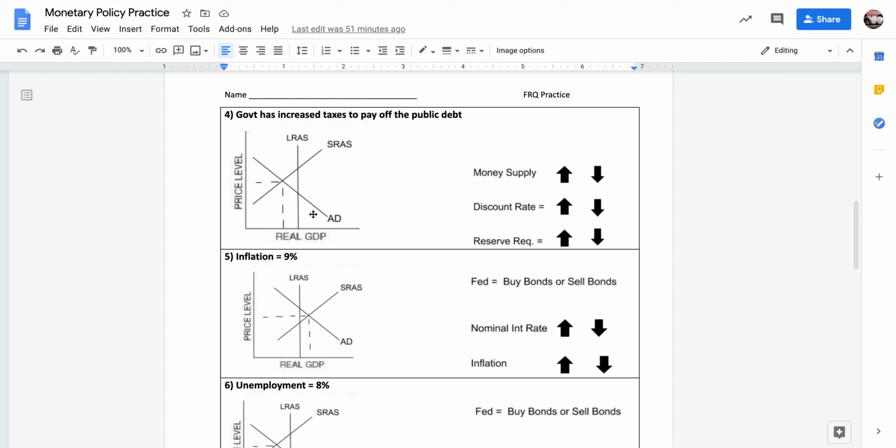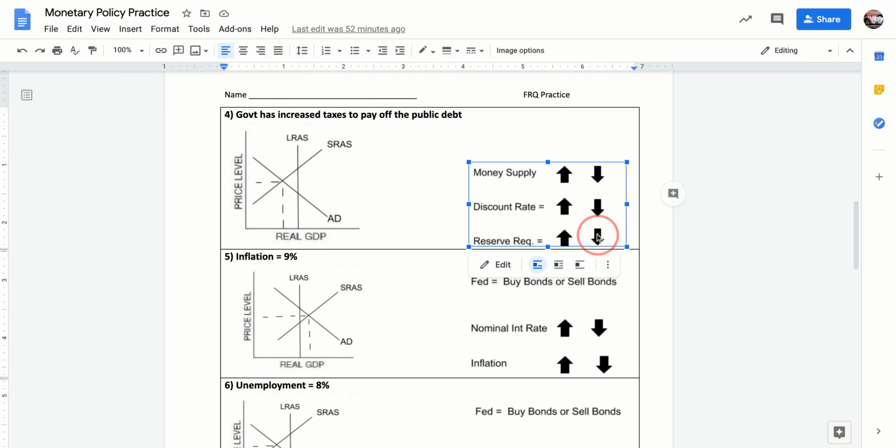Oh no. If the Fed wants to help people get out of a recession, they're going to need to increase the money supply. If they increase the money supply, it'll make it where people have more access to money. Aggregate demand can increase and shift to the right. In order to do that, they're going to need to decrease the discount rate. By decreasing the discount rate, they make it cheaper for commercial banks to borrow from the Fed. And if it's cheaper for commercial banks to borrow from the Fed, then it's going to be cheaper for people like you and me to take out a loan.